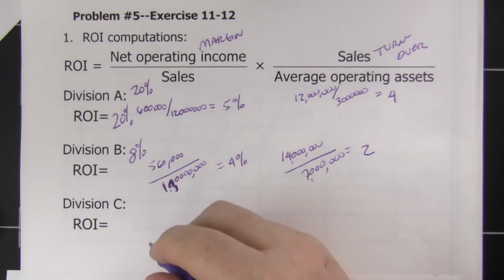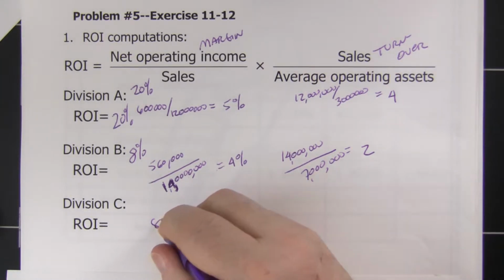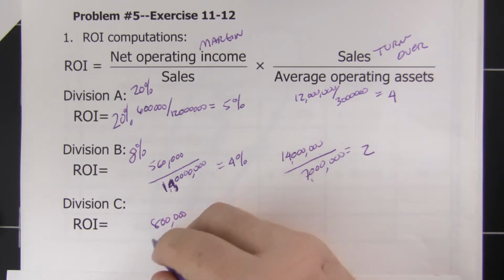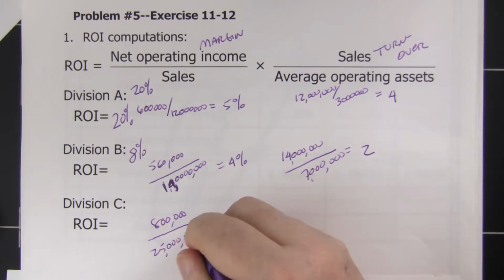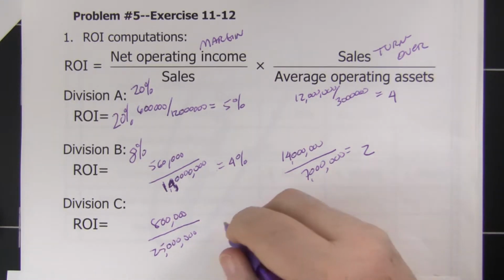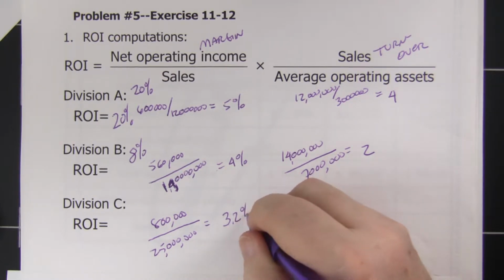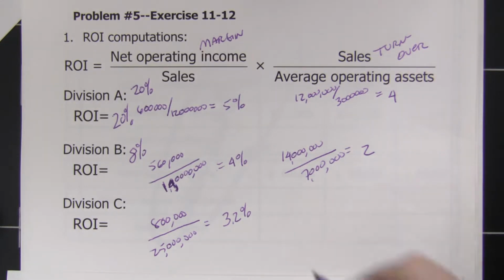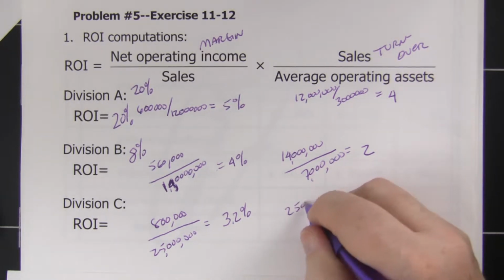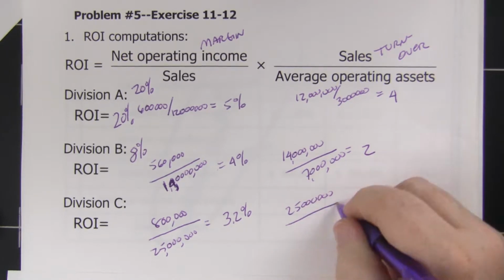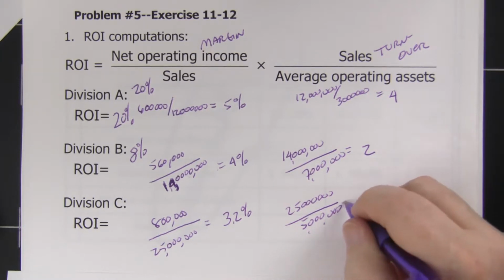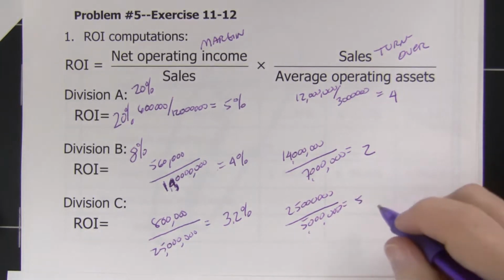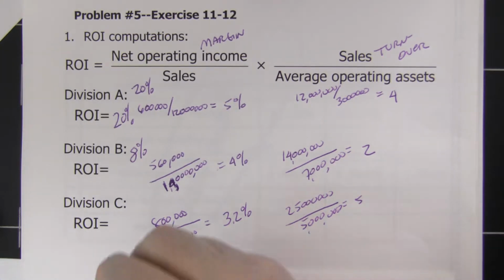And Division C, we have $800,000 in operating income. We have $25 million in sales. That gives us a margin of 3.2%. And we take our $25 million in sales, divide that by our $5 million in average operating assets, and that gives us 5. 5 times 3.2 is 16%.